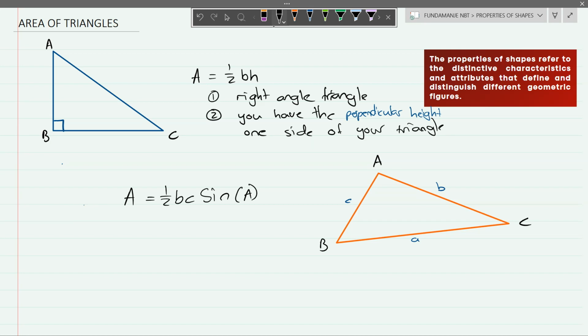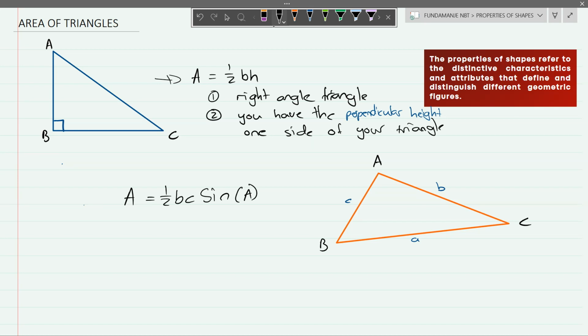You could also use this formula with this triangle and it will check out perfectly. Or you could just use this formula. They are one and the same, except this one is just a step before we arrive at this formula here.